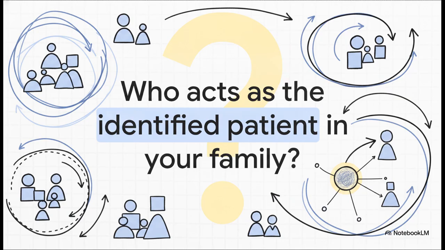As we wrap up this explainer, I want you to take this framework and apply it to your own life. Think about your own family boundaries. Who in your family system acts as the identified patient? And when you look at their behaviors, are they really just symptoms of an invisible, interconnected system that is unconsciously trying to restore its balance?